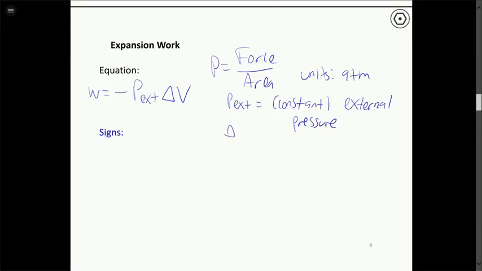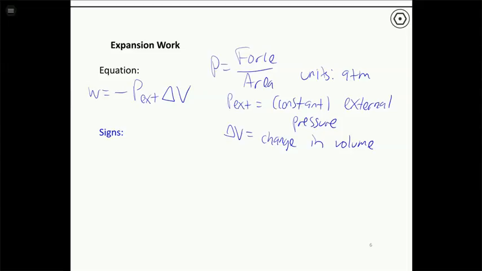And then delta V is going to be the change in volume. So if we have a container of a gas and it changes its volume from one value to another, the work that that gas does is given by the external pressure, the pressure on the outside of the container, times the change in volume that the gas undergoes.